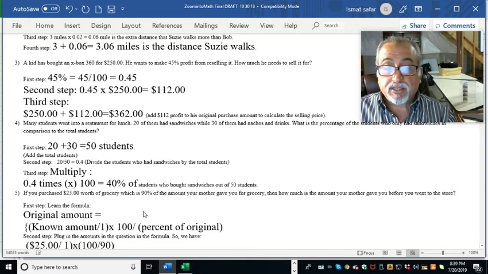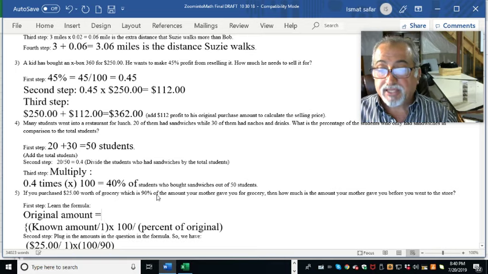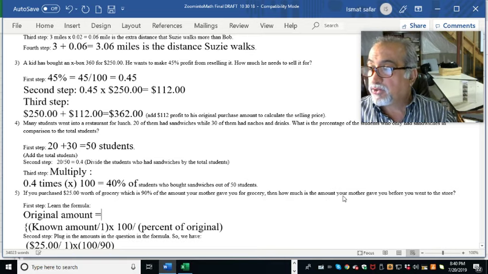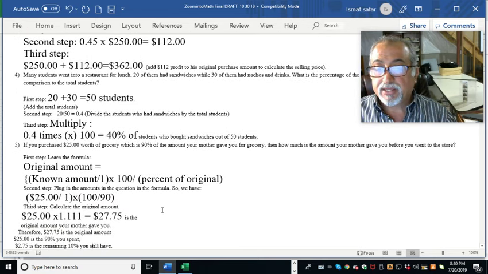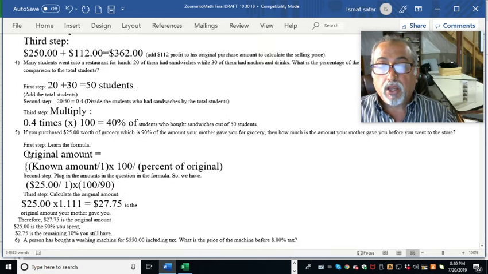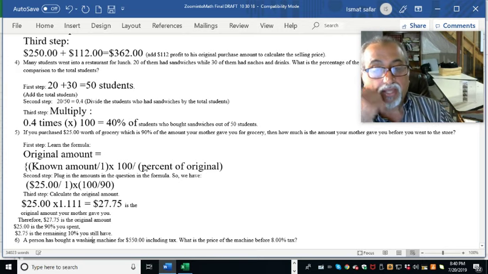Now, if you bought $25 worth of grocery, which is 90% of the amount your mother gave you for grocery, then how much is the amount your mother gave you before you went to the store? First step, learn the formula. This is a little bit harder, but you can get it. Original amount equals known amount divided by 1 times 100 divided by percent of original. That is the formula.